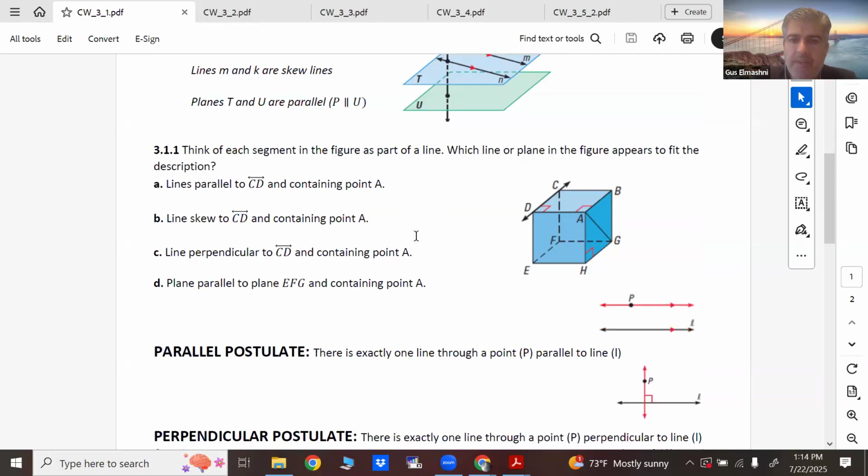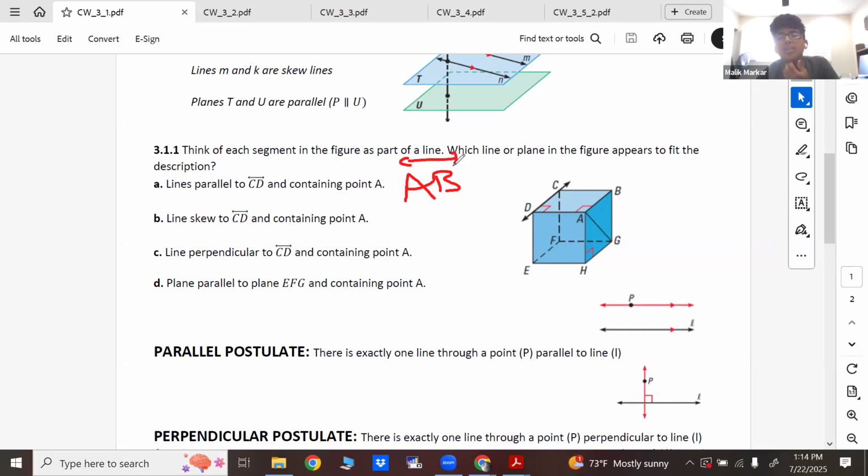So let's go through these questions here. Think of each segment of the figure as part of a line. Which line or plane in the figure appears to fit the description? So lines parallel to CD and contain the point A. Well, definitely that's AB. That's pretty obvious. Would HG be parallel? Yeah, but it has to go through A though. HG does not go through A.